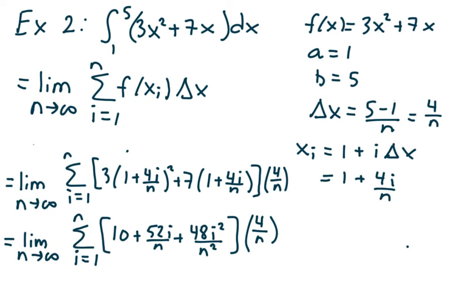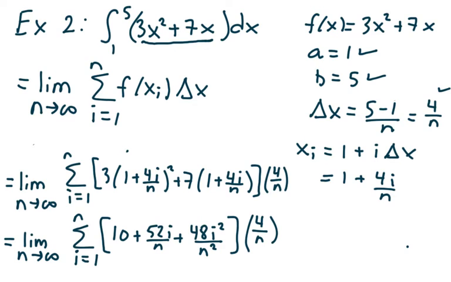In example 2, so a little bit harder problem, we're going to take the integral from 1 to 5 of 3x squared plus 7x dx. So I call this like the brute force method. f of x is equal to 3x squared plus 7x. That's what we're integrating. The lower limit is 1, the upper limit is 5, and delta x is (b minus a) over n, which in this case is (5 minus 1) over n, which is equal to 4 over n.